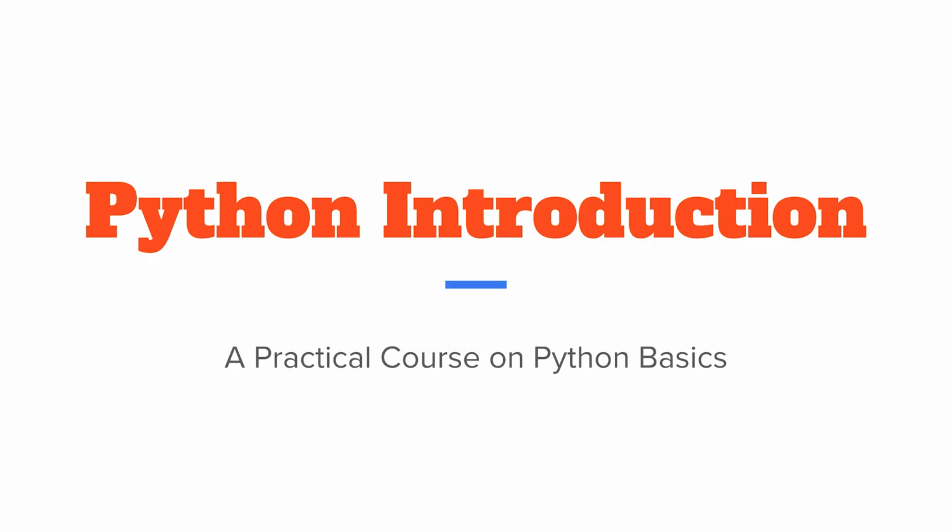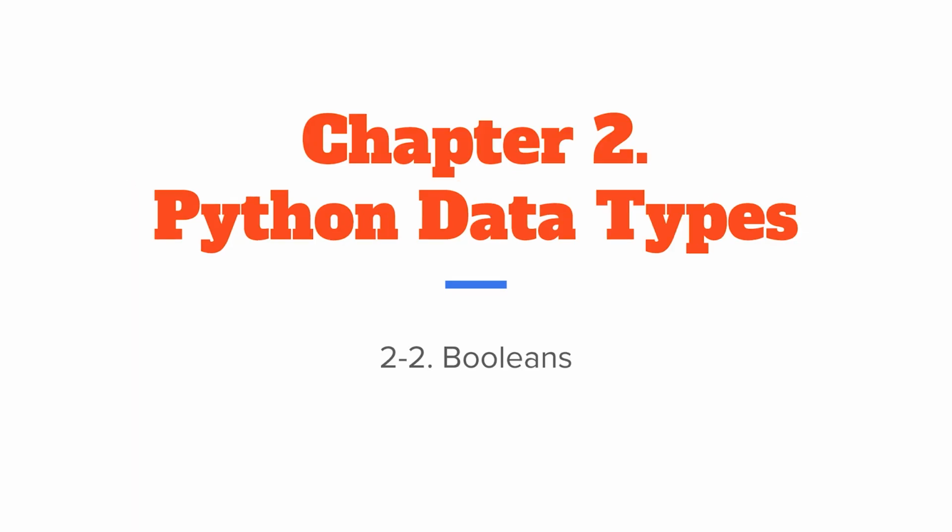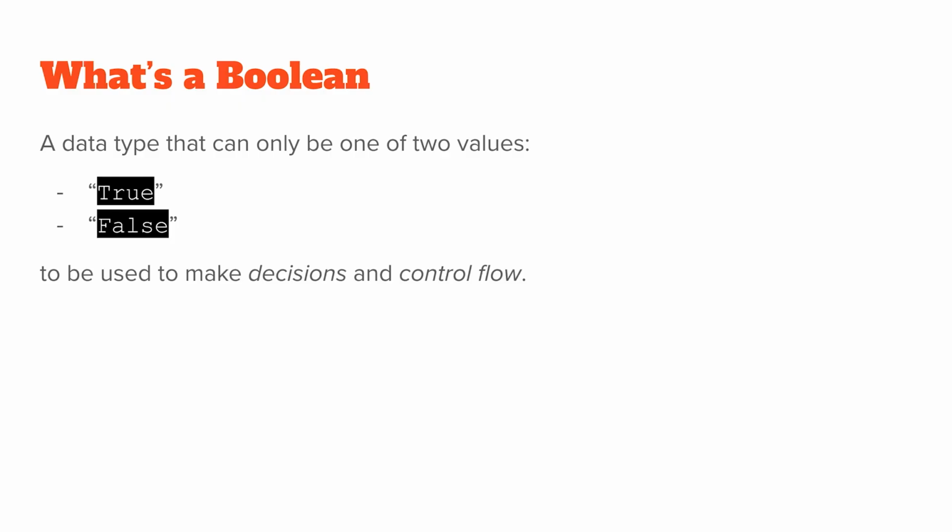Hi everyone. Welcome back to Python Introduction, a practical course on Python basics. We're in chapter 2.2, Python data types, booleans. What is a boolean? It's a data type that can only have one of two values, true or false. We use booleans when we want to make decisions in our code, like checking conditions, comparisons, or using logical rules.